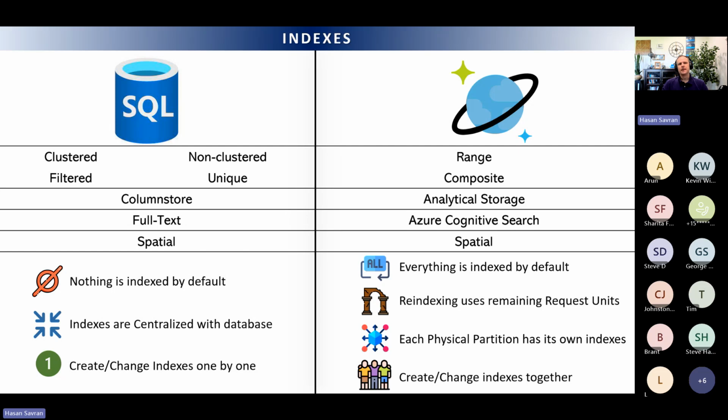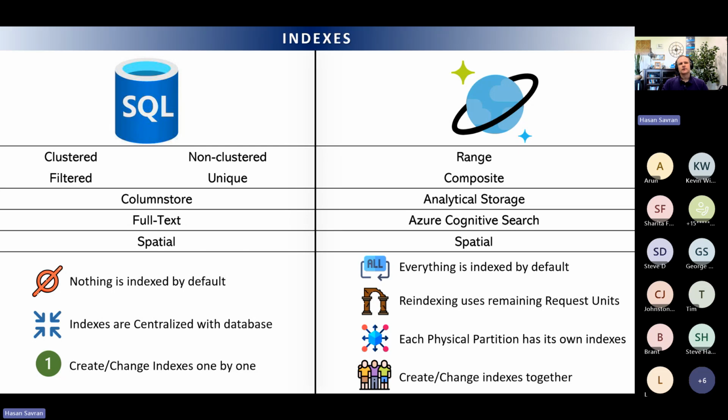In Cosmos DB, they just brought in full text indexes. They are available, I think still in preview right now. But before that, we were using Azure Cognitive Search if we had to do any kind of full text in Cosmos DB. Both products support the geospatial data model, so we have indexes for that.